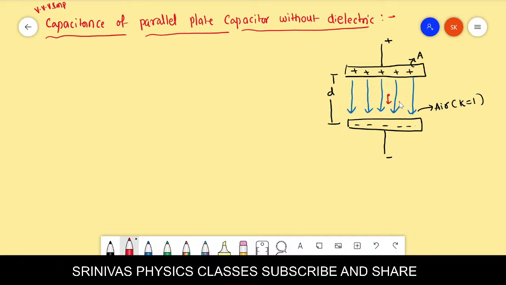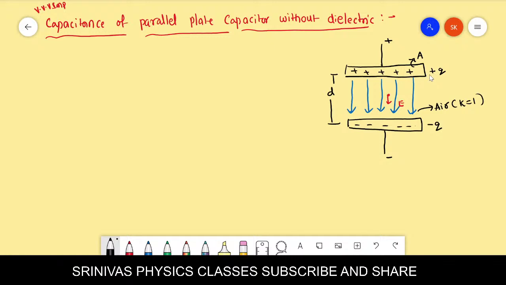Now the electric field in between the plates of the capacitor. The plate area is A, and the separation between the two plates is d. These two plates are parallel to each other, that's why it is called a parallel plate capacitor. The capacitor stores plus Q charge on one plate and minus Q charge on the other. The amount of charge stored on the capacitor we take as the charge on any one plate, that is Q.